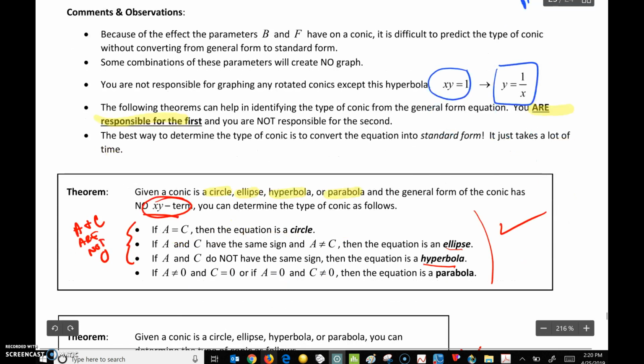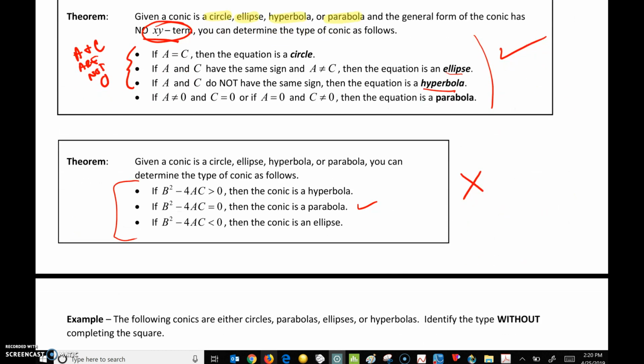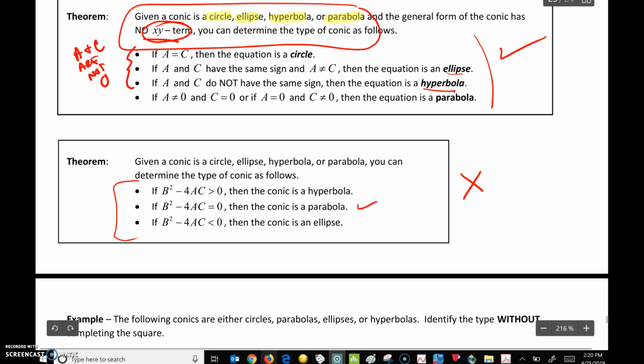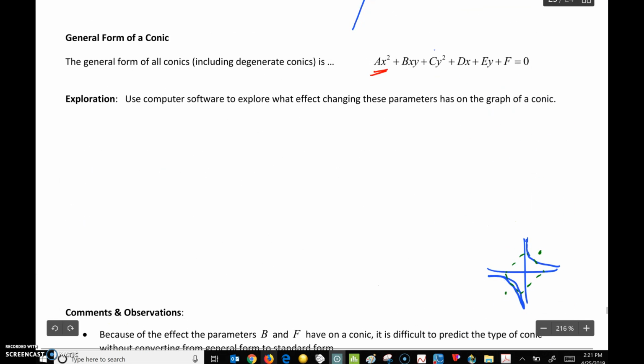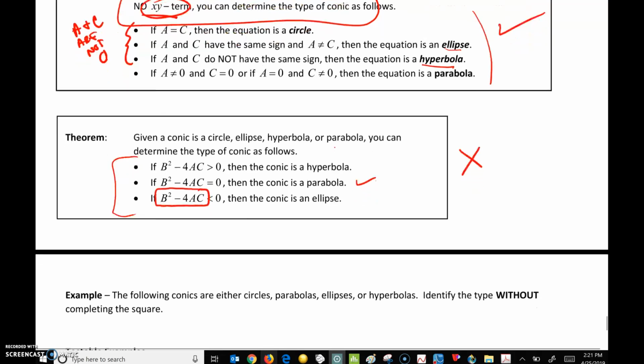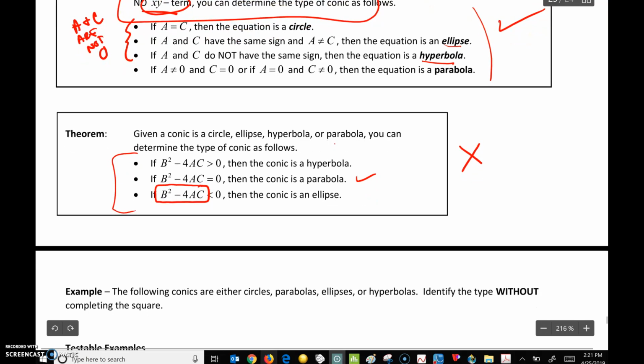So this allows you to very quickly and easily determine which graph is which, as long as you have these criteria met, right? Here's an interesting theorem. Given a conic, which is a circle, ellipse, hyperbola, or parabola, you can determine the type as follows. This is interesting because it is like the discriminant we had with a quadratic, but this is really different. I mean, this isn't a quadratic at all. This is the A coefficient, the xy coefficient B, and the C coefficient, the y squared coefficient. But surprisingly, it looks exactly like the inside of that quadratic formula.